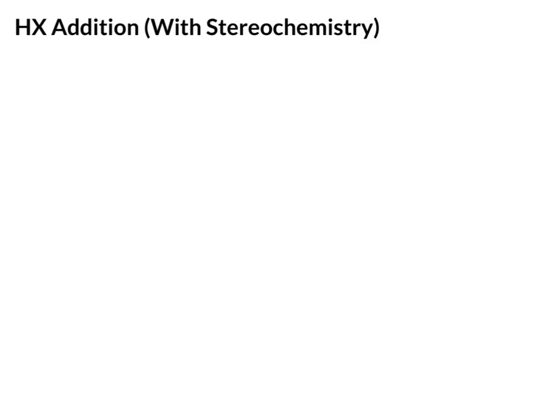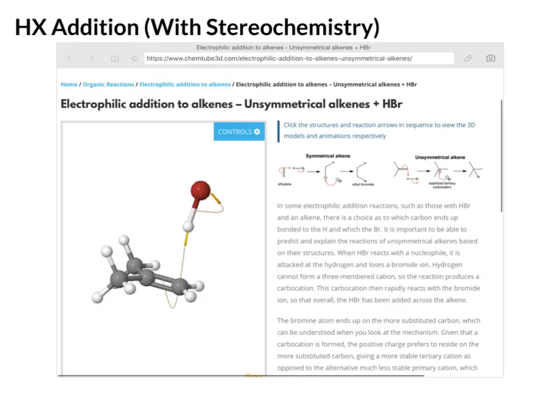In this chapter, we're going to be looking at a variety of different electrophile additions to alkenes. We're actually going to start where we left off in the last chapter with adding acids to alkenes, but now we're going to consider stereochemistry. And to show you why we need to consider stereochemistry, I'm going to show you an animation. If you want to look at this animation yourself, you can find it at ChemTube 3D.